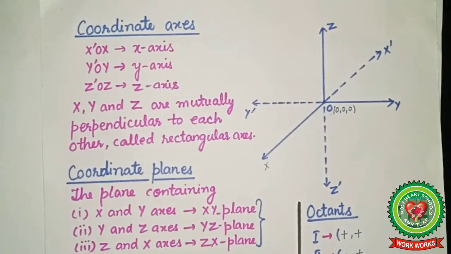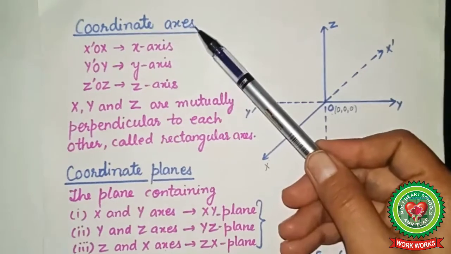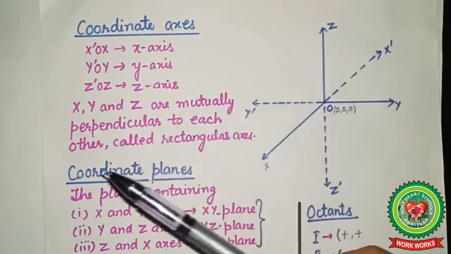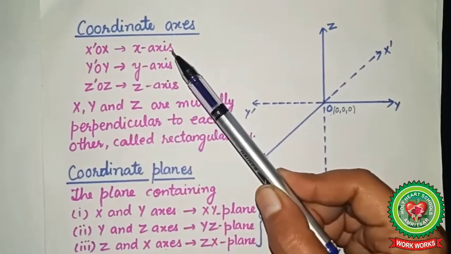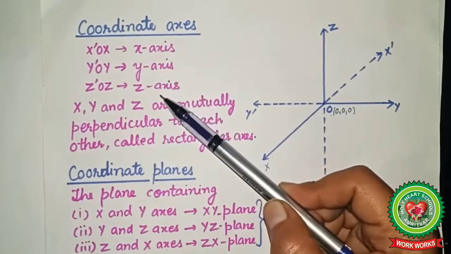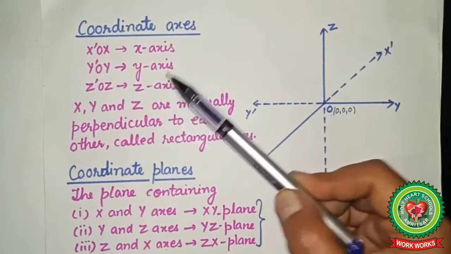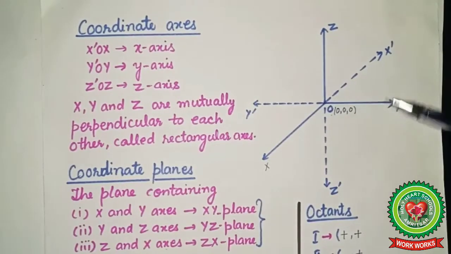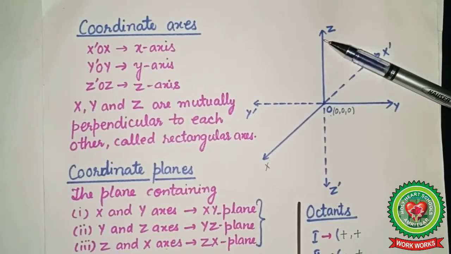First is the coordinate axis. As in two-dimensional geometry, we are having only two axes, that is x and y axis. Here in 3D geometry, we are having three axes, that is x axis, y axis and z axis. Like this. This is the x axis, the y axis and it is the z axis.